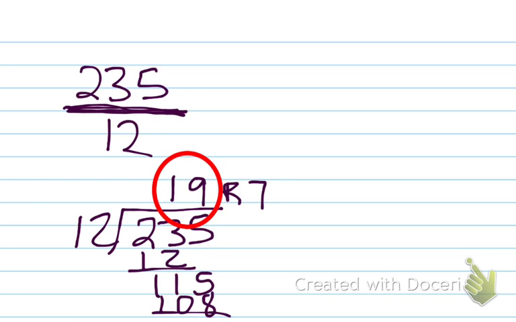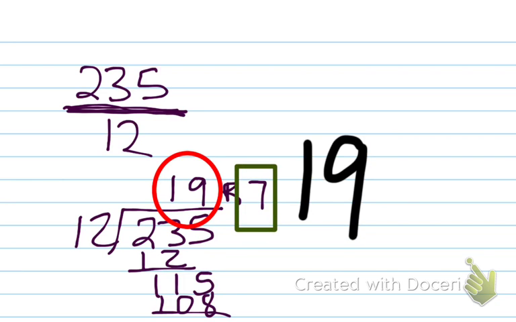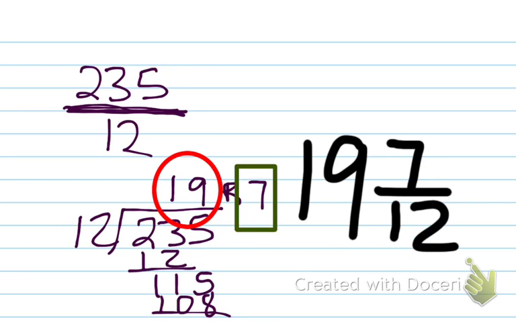Now, what did I say? This number is what? That is my whole number. And this number is the pieces I have left over, right? So that is my fraction, which is going to be 7/12. Remember, my denominator and my divisor are the same thing. Doesn't change. Okay. Got it? Awesome.